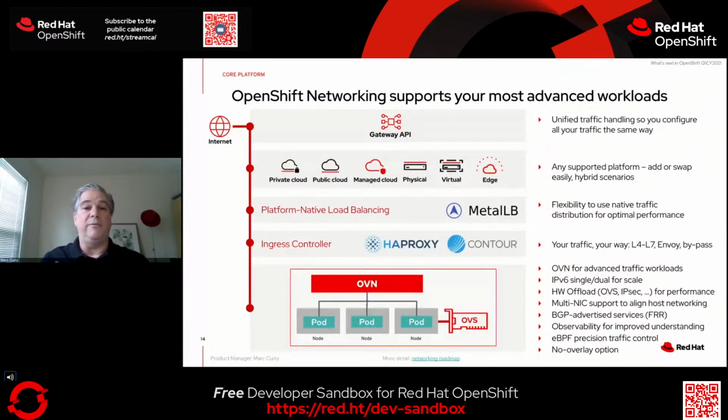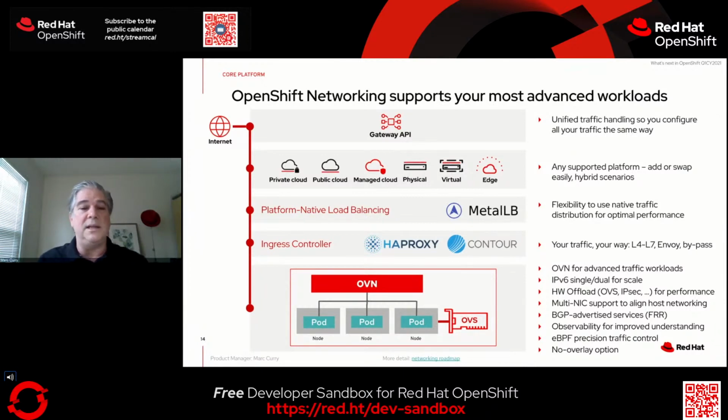Contour provides the control plane for Envoy and supports dynamic configuration updates and ingress configuration delegation, among many other things. We will productize Contour in lockstep with Gateway API and support it alongside HA Proxy. Separately, we'll support MetalLB for layer 2 initially at 4.9, and then we'll follow it up with MetalLB BGP support in 4.10.